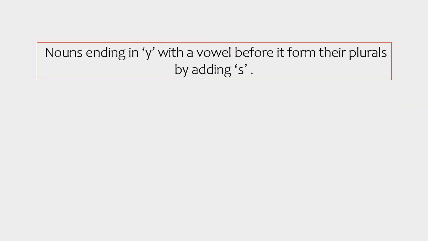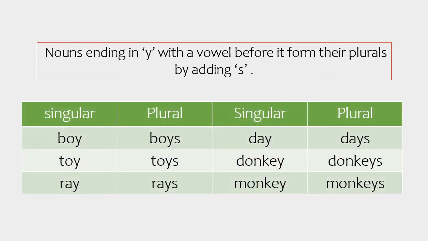Nouns ending in y with a vowel before it form their plurals by adding s. What are those singular nouns? Boy, boys. Toy, toys. Ray, rays. Day, days. Donkey, donkeys. Monkey, monkeys. So this way you have to add s with the singular nouns to write the plurals in the answers.